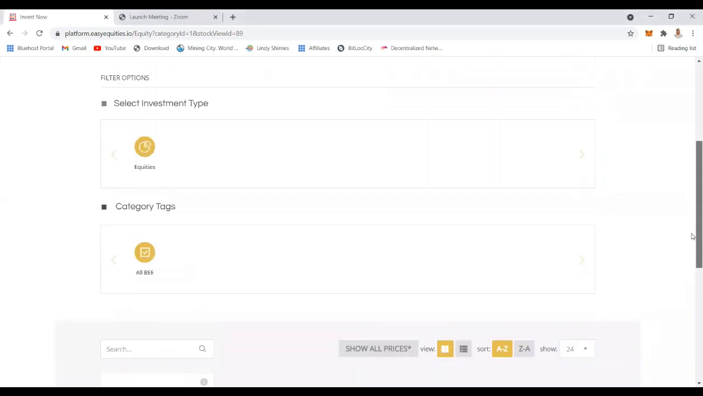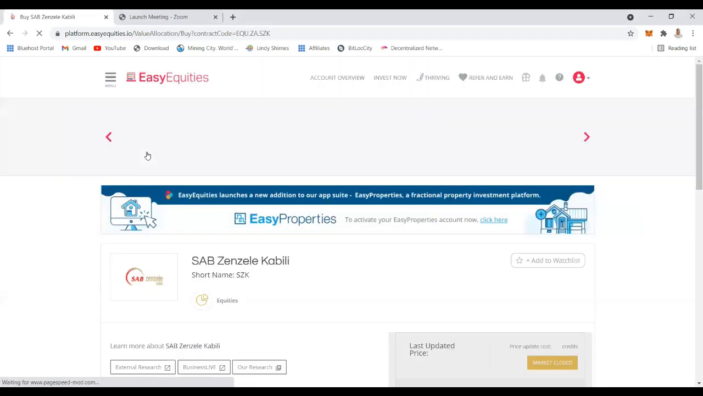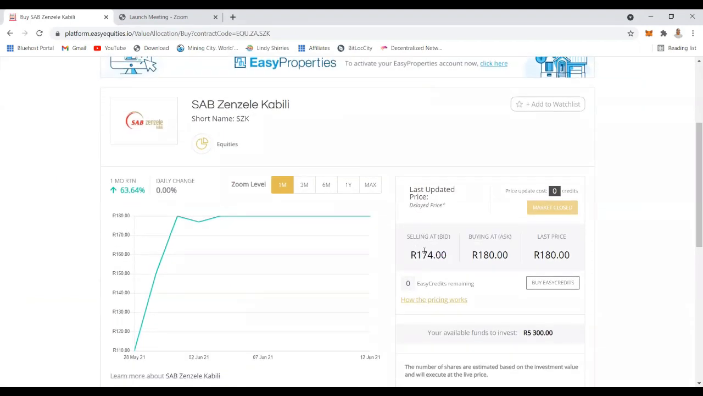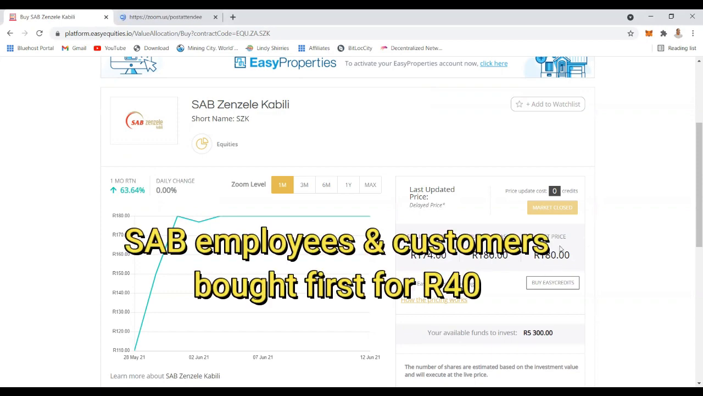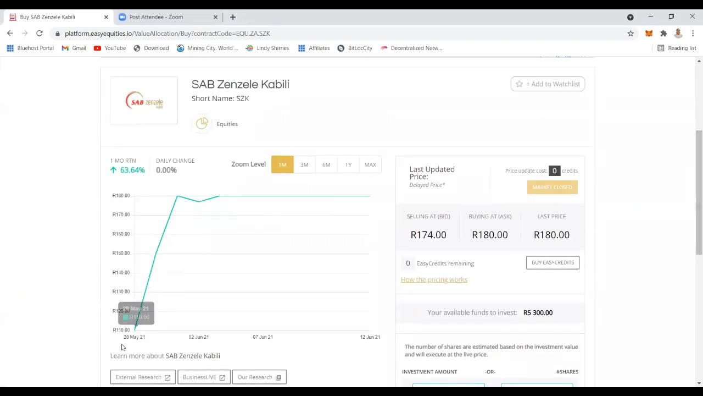I go to Equities, and right at the bottom you'll see SAB Zenzele shares, and do note that the code is SZK. Then you continue. You can even look at how the share is performing. On the 28th it was listed at around 100, and then it moved to 180, 174. It goes down and up, but it is quite a stable share because people are not withdrawing. On your right hand side, you see the amount you can spend to buy the share. We are buying at market value.